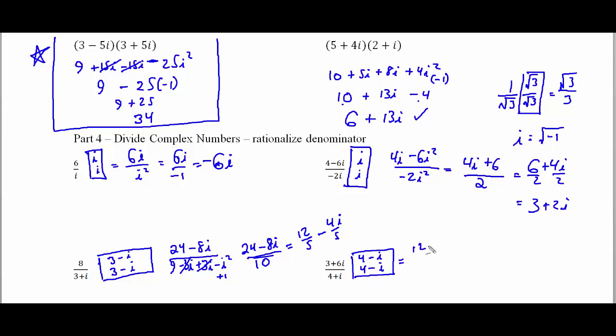3 times negative i is negative 3i. 6i times 4 is 24i. Should look like a 24. And then the 6i times negative i is negative 6i squared. All over 4 plus i, 4 minus i. So this is going to be 16 minus 4i plus 4i.